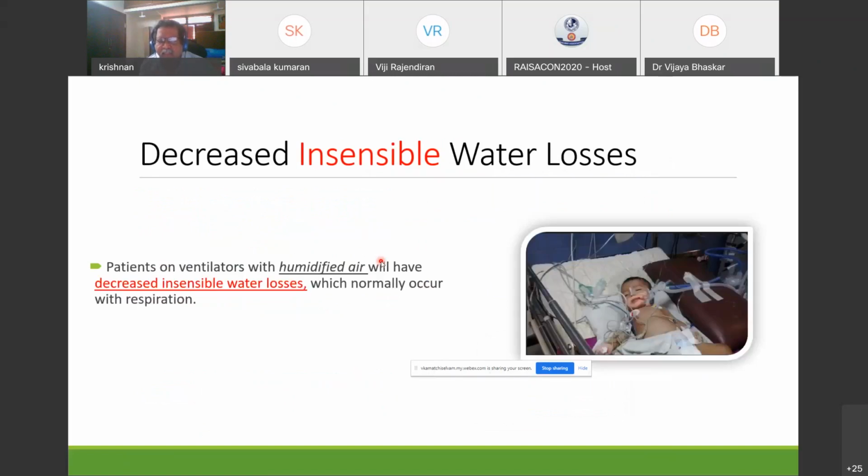There are certain conditions where you may have to decrease the maintenance fluid to be given to the babies. Like a baby on a ventilator with the humidifier on. When the humidifier is on, water is going to be sent to the respiratory system, so the loss via the respiratory system is reduced. So you will have to reduce the maintenance fluid that you are going to give. Otherwise, the baby will go for more water logging. So this is very important.